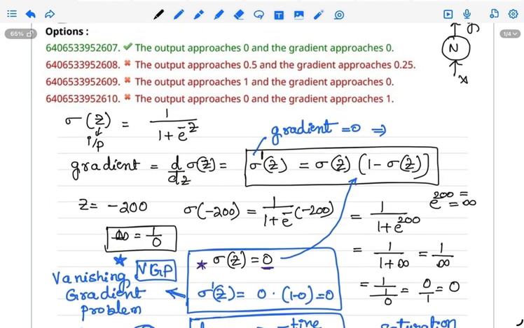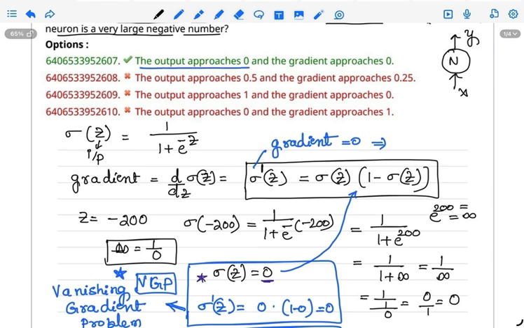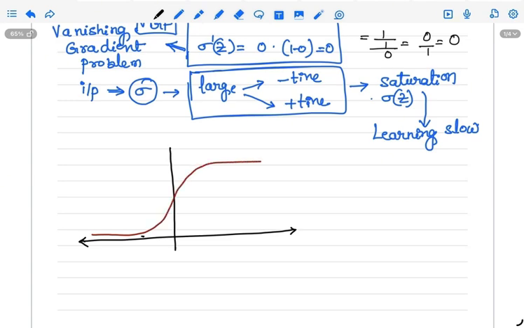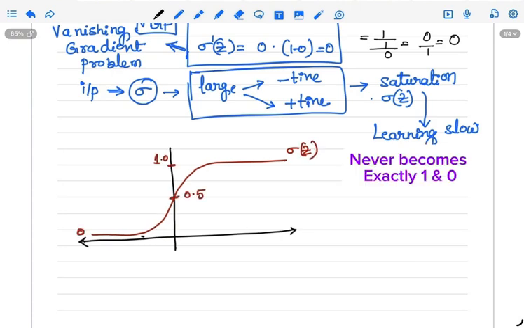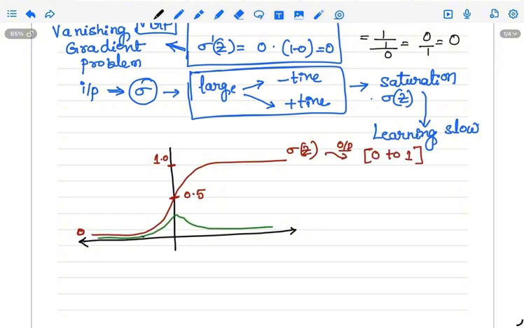So the answer for this question is: the output approaches 0, that is sigma of z approaches 0, and the gradient also approaches 0, that is sigma dash of z also approaches 0. Both are 0. It looks like this sigmoid function. This is sigma of z, and the output of the sigmoid function is between 0 and 1. This is the derivative function; it is very important, you can remember.